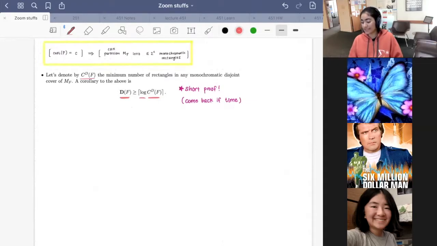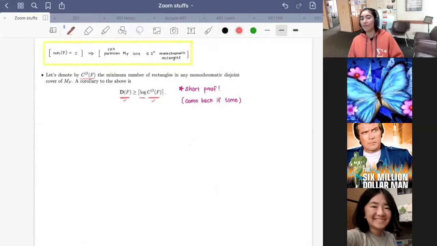So the proof for this is actually pretty short. It directly follows from this theorem. So at the very end, if we have time, we can come back and prove it. But for now, we can take it as a theorem to use, that there's this nice relationship between the complexity of the function and the cover, the minimum number of rectangles you would need to cover the matrix.